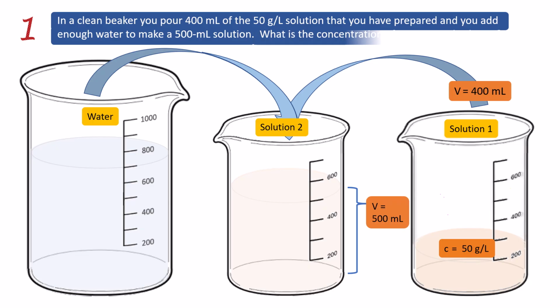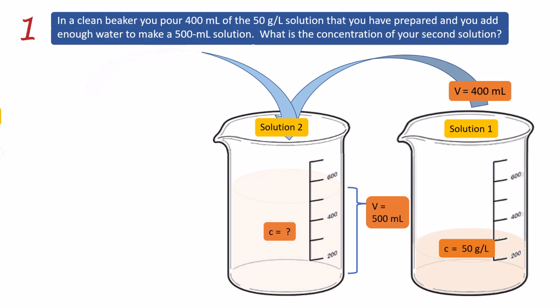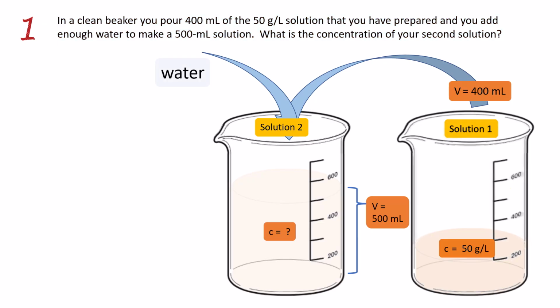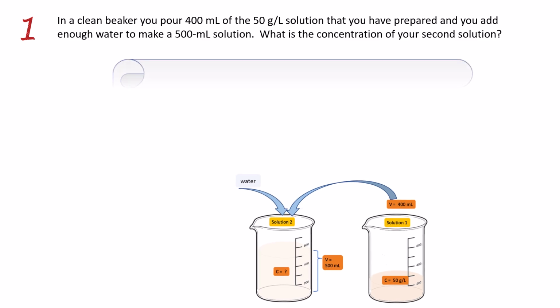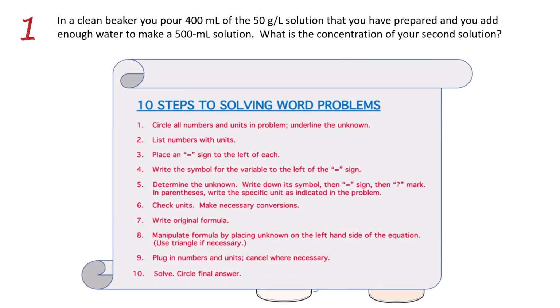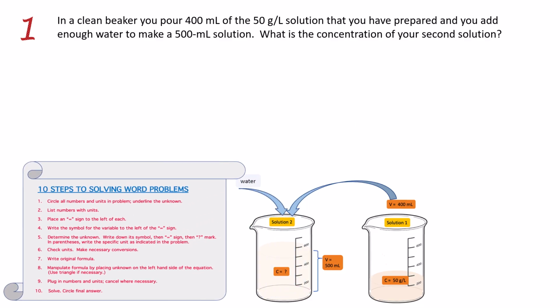What is the concentration of your second solution? We'll use the 10-step technique to solve the problem. Step 1. Circle all numbers and units in problem, underline the unknown. Step 2. List numbers with units. Step 3. Place an equal sign to the left of each. Step 4. Write the symbol for the variable to the left of the equal sign.